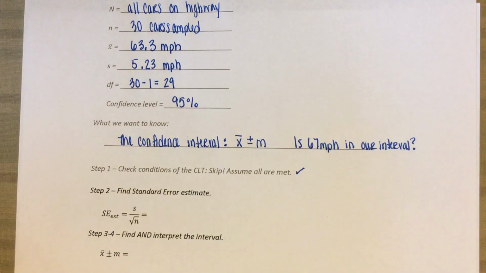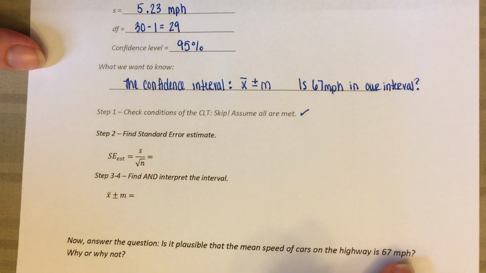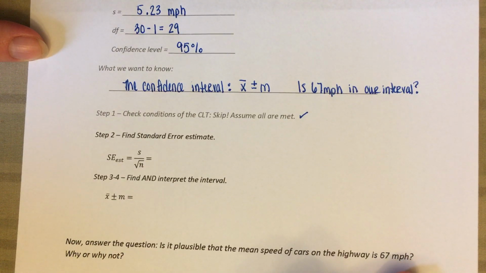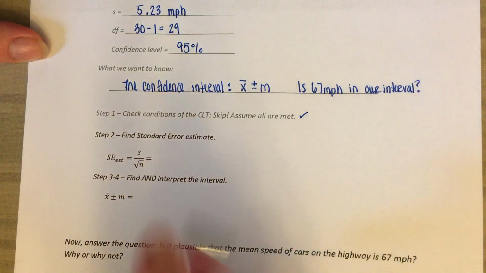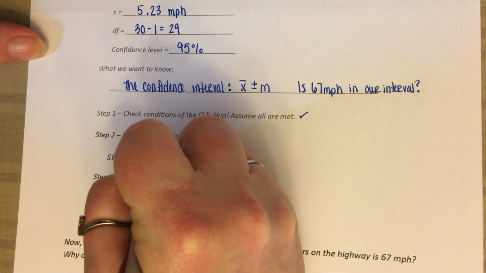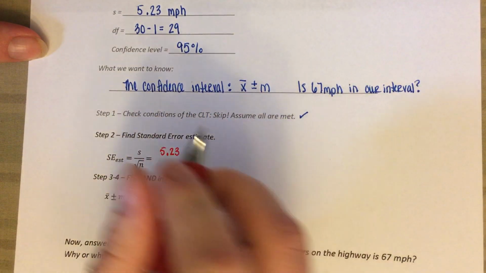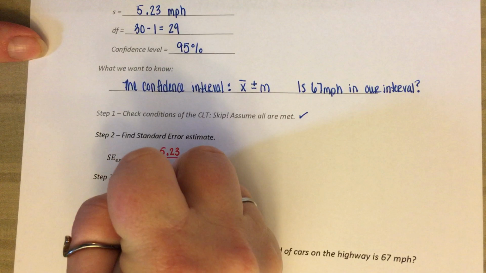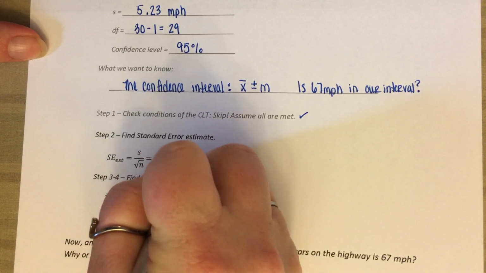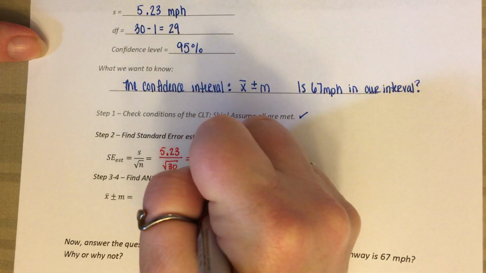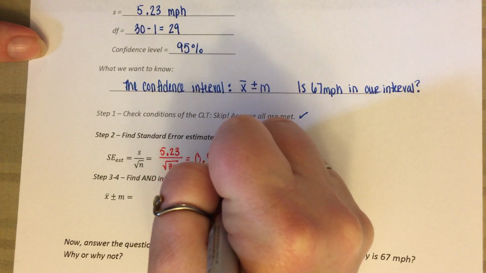All right, we're going to find our standard error. Again, we take our S divided by the square root of N. So 5.23, our standard deviation, divided by the square root of 30, which is our N, gives us 0.955.